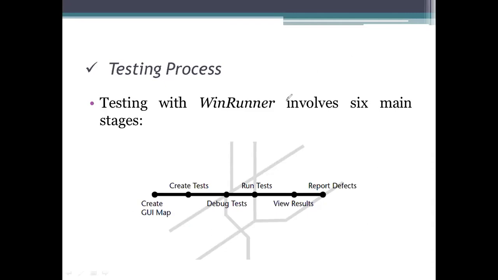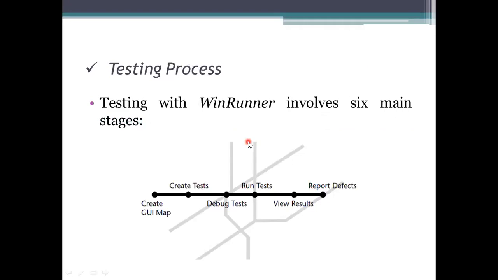And coming to the testing process, as I said, the important key points are test creating, debugging, running, and the results and reporting the defects. So what are the steps included, step by step? The first one is we need to create a GUI mapping. GUI mapping has to be created here.